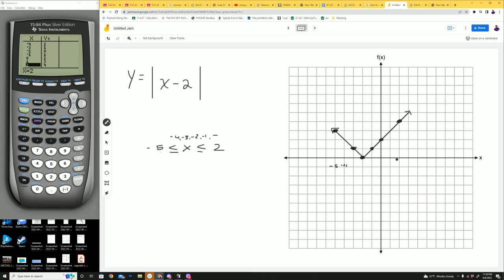So this is 1, 2. They only want the graph to go up to here. They don't want the graph after that, so over here I would have to erase. There should be nothing after that 2. And this here is graphing within the domain of negative 5 to 2.